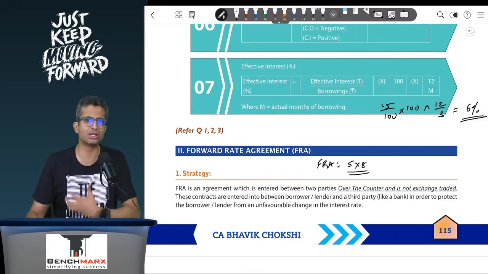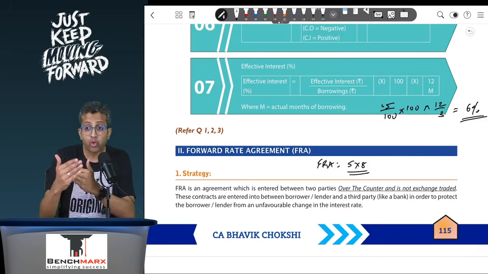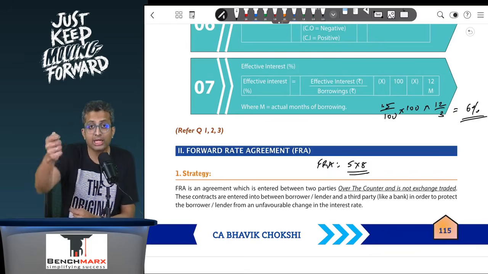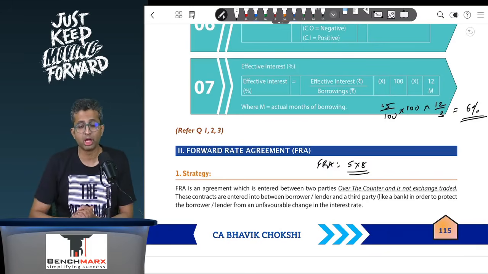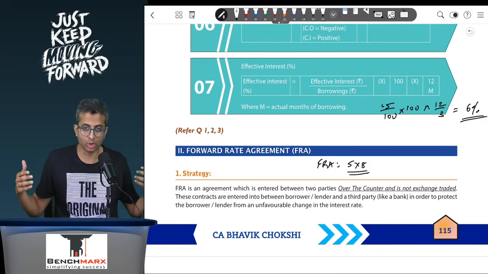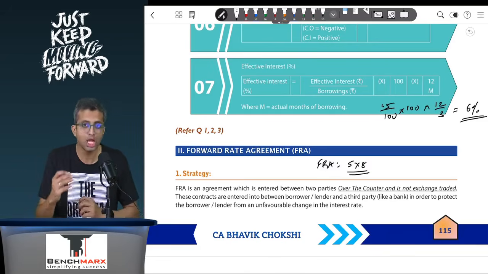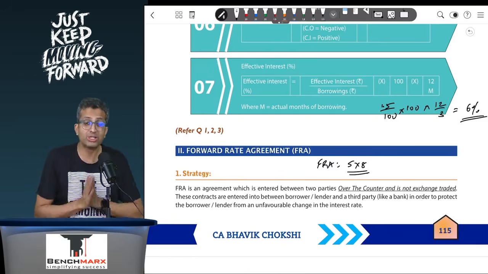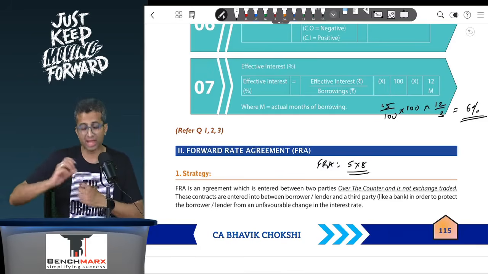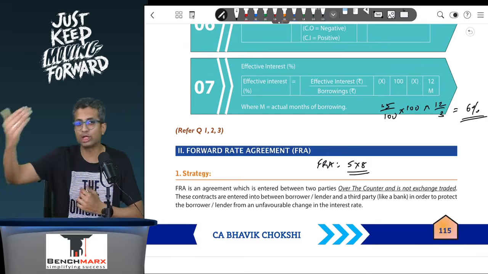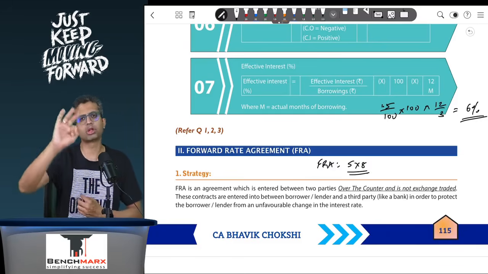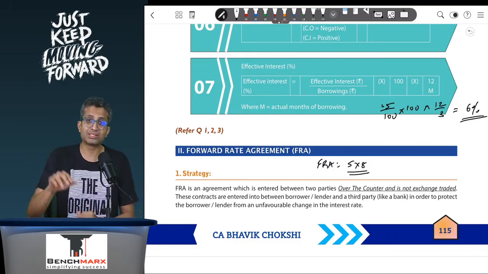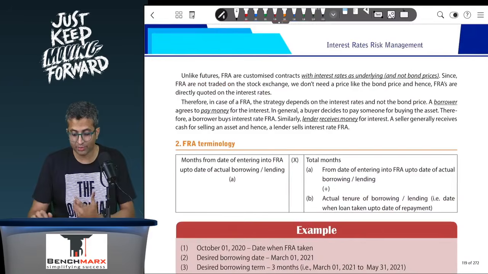Now, how do you understand what is meant by 5 by 8? 5 is the number of months from today's date till the date you want to take the borrowing. And 8 is the total tenure. So 8 minus 5, that is 3, will give you the tenure of your borrowing. So 5 by 8 FRA would technically mean that I need a hedge for a borrowing that I intend to take, let us say after 5 months, for a period of 3 months. So I will enter into a 5 by 8 FRA. But when I say I enter into, again, I will have to figure out the strategy.